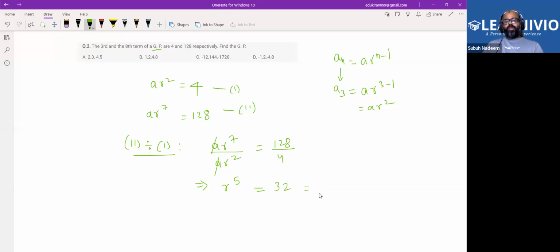And here it will be 32. And 32 is actually 2 to the power 5. So what we got is R to the power 5 is equal to 2 to the power 5, which means the common ratio is equal to 2.